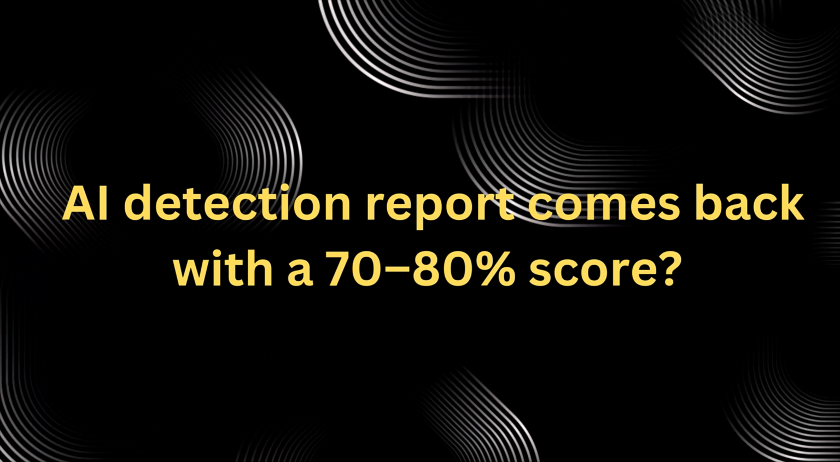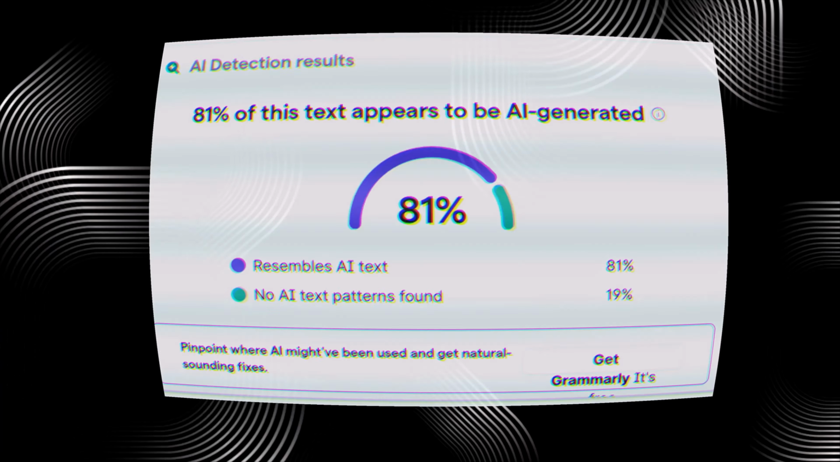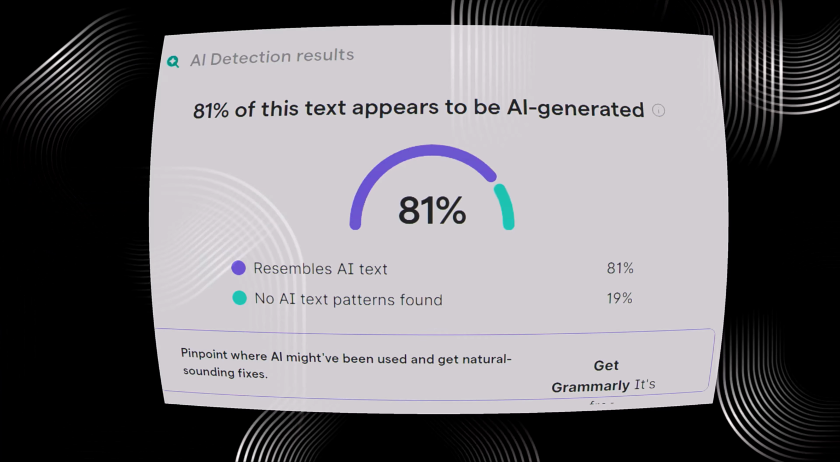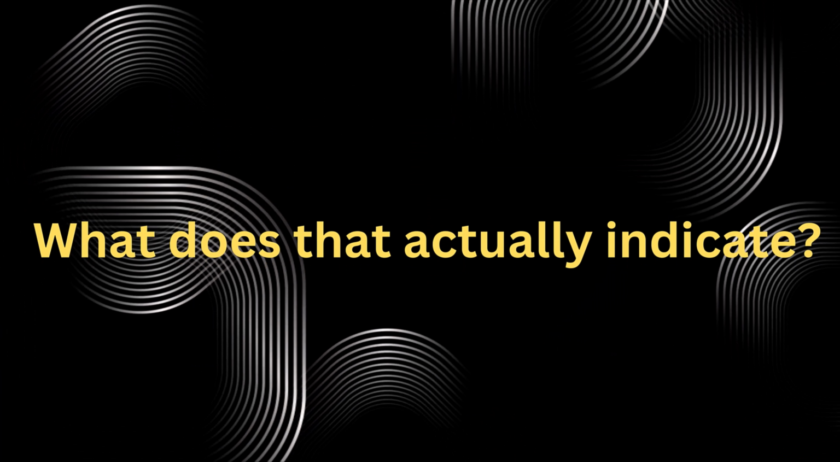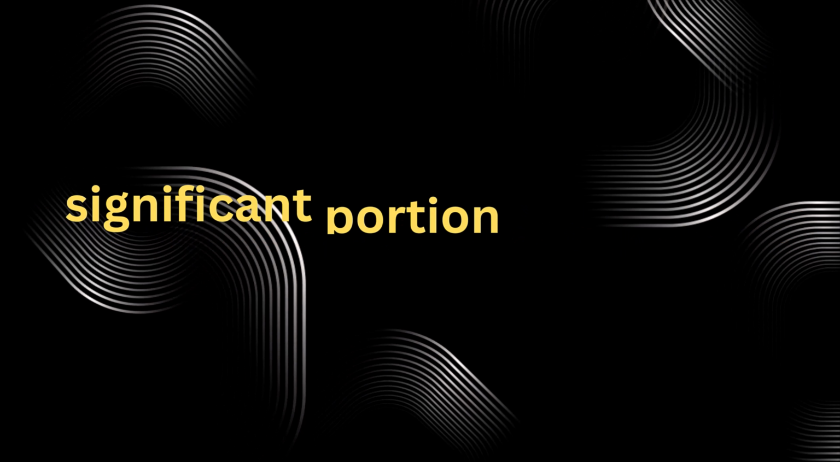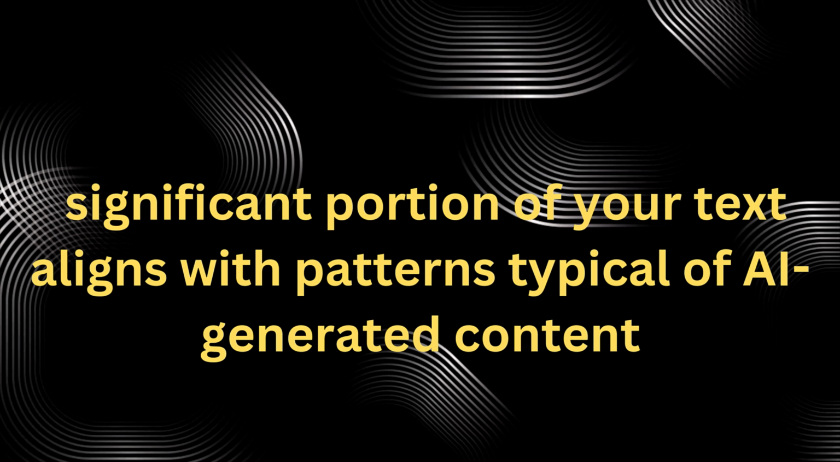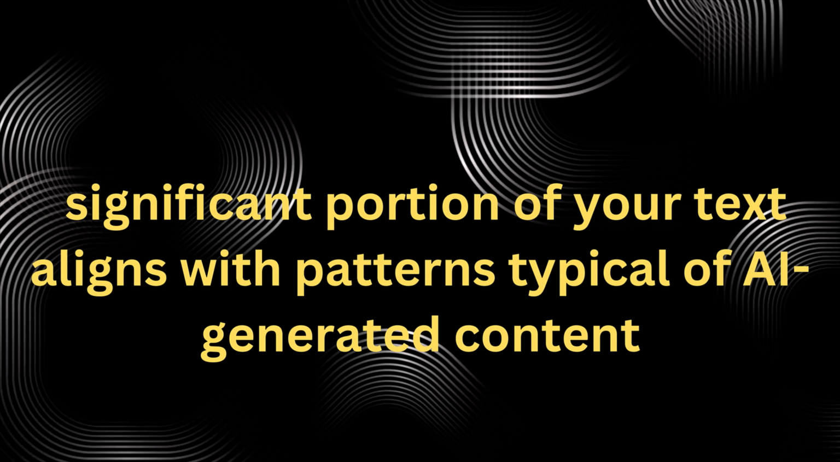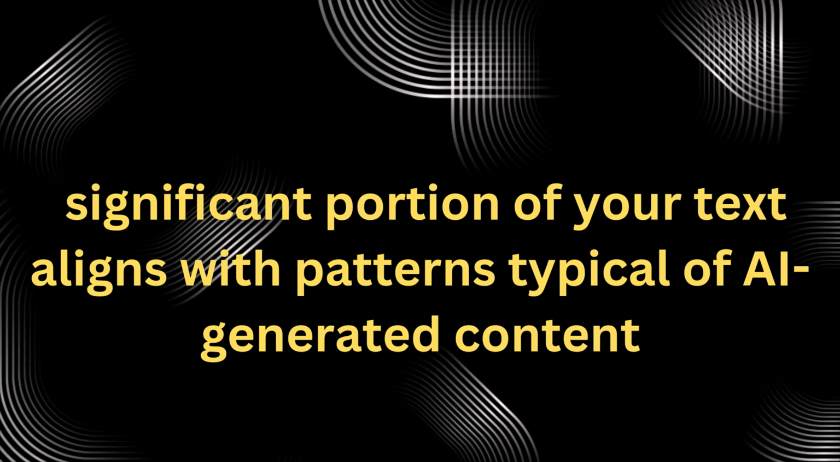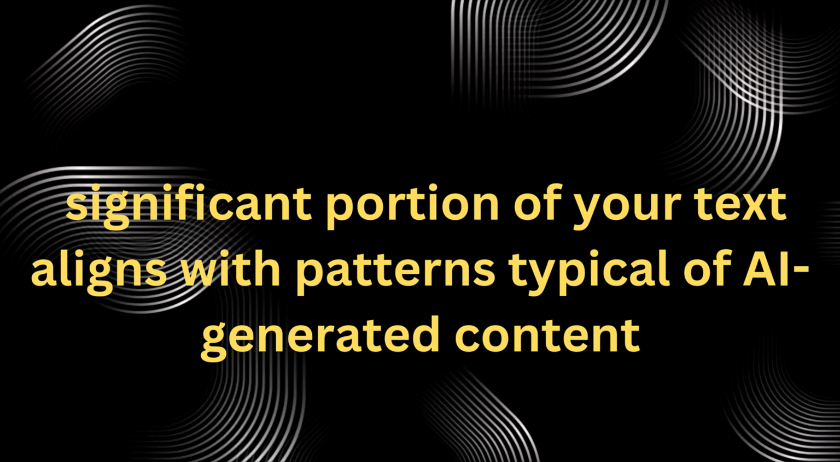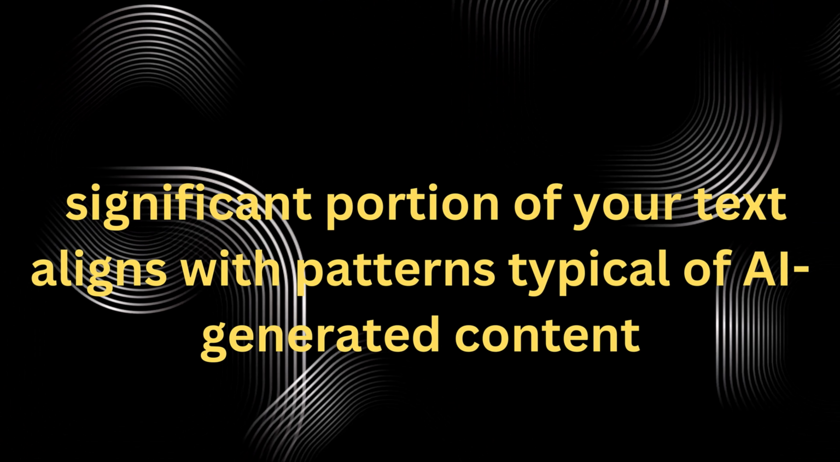Now, let's talk about what happens if your AI detection report comes back with a 70 to 80% score. What does that actually indicate? Quite simply, it usually means that a significant portion of your text aligns with patterns typical of AI-generated content. In other words, the detector is picking up on substantial AI involvement. There's no way around it.